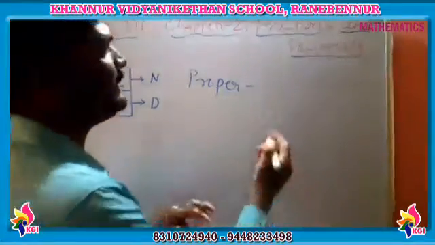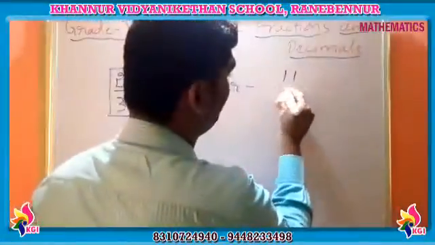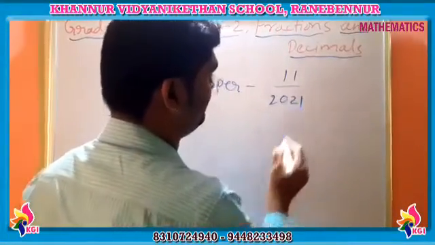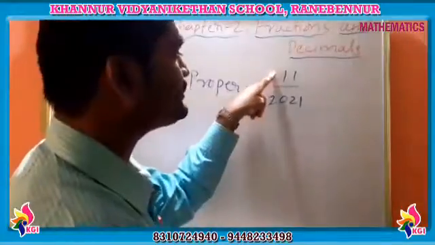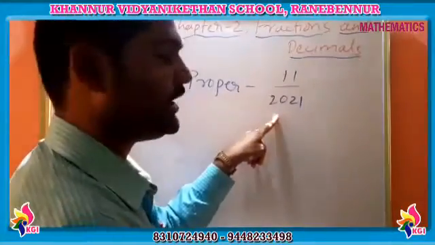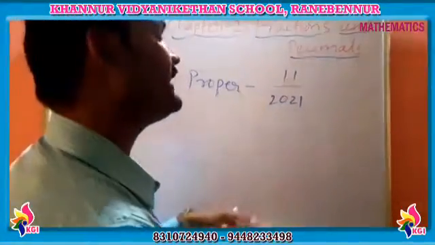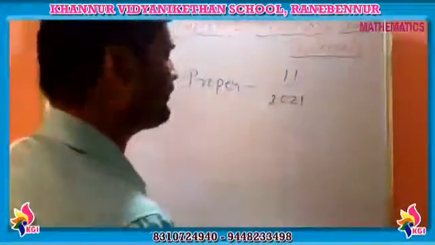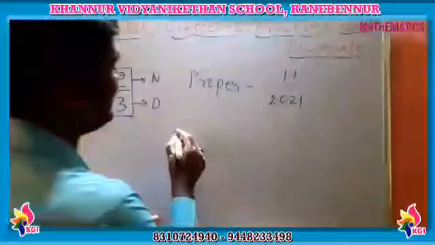Like that, one more example: 11 divided by 2021. Here 11 is smaller than the denominator. Like this you can write any number of examples for the proper fraction. So let us go for the second type.